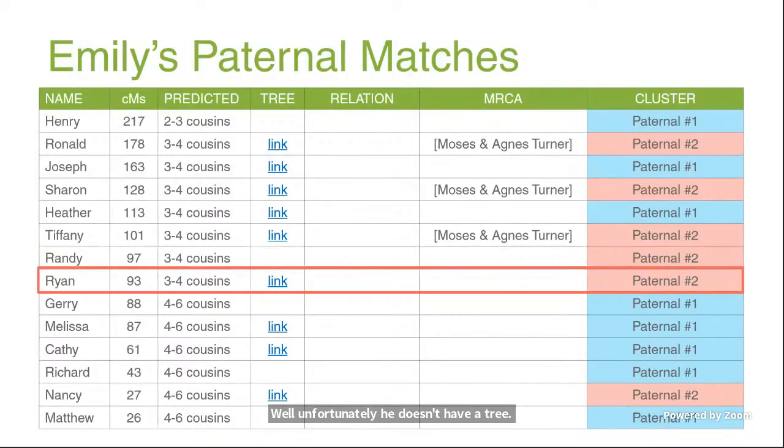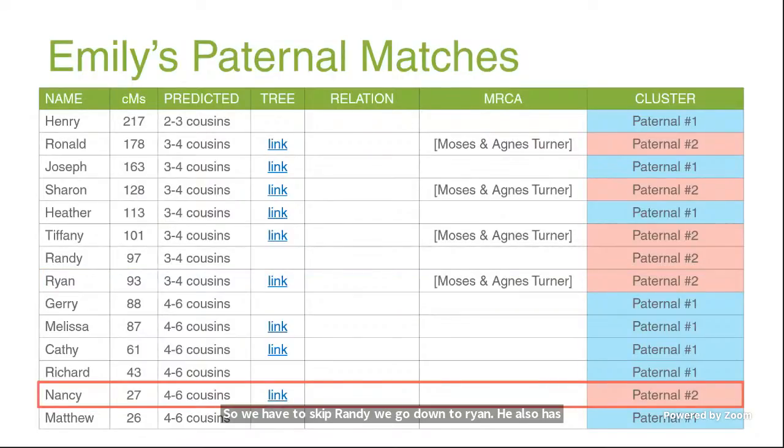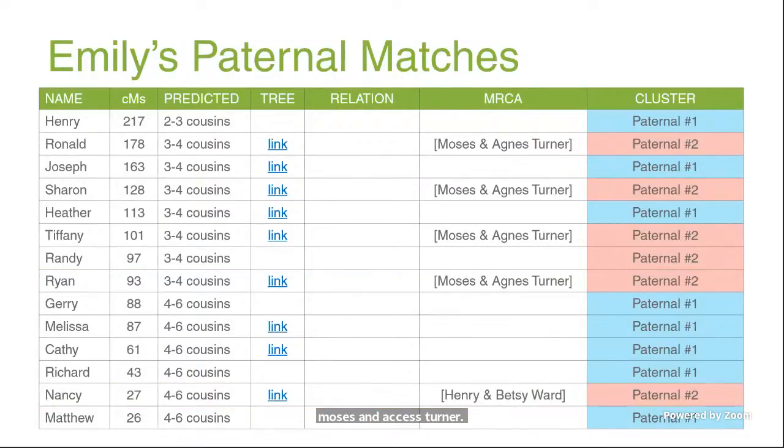We go down to Ryan. He also has Moses and Agnes Turner. And then Nancy down here is not related to Moses and Agnes Turner, but they're related to Agnes's parents. Nancy's a descendant of Henry and Betsy Ward, who are Agnes's parents. So it is still a connection to the same tree. It's just a generation back.